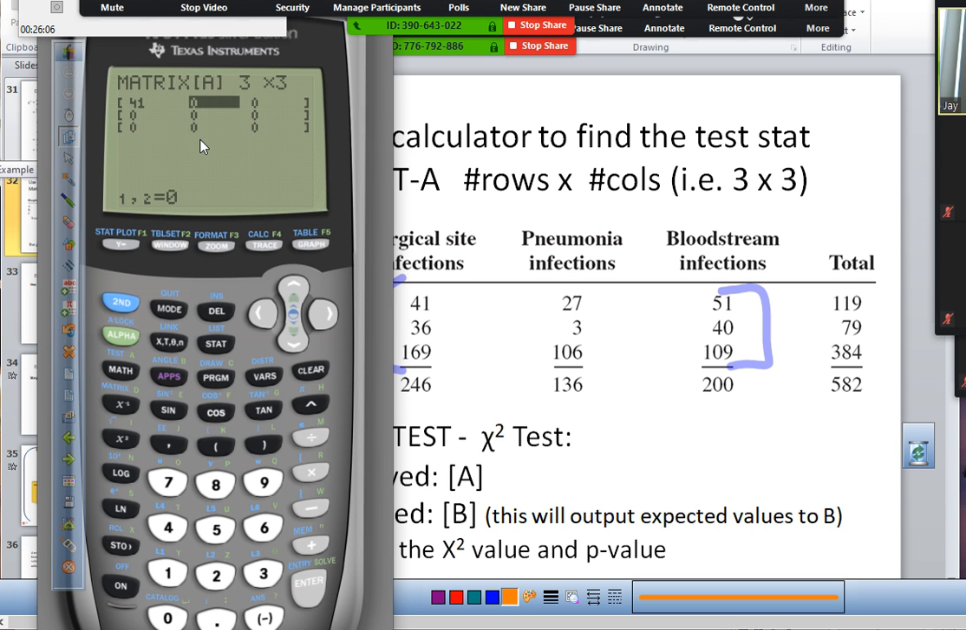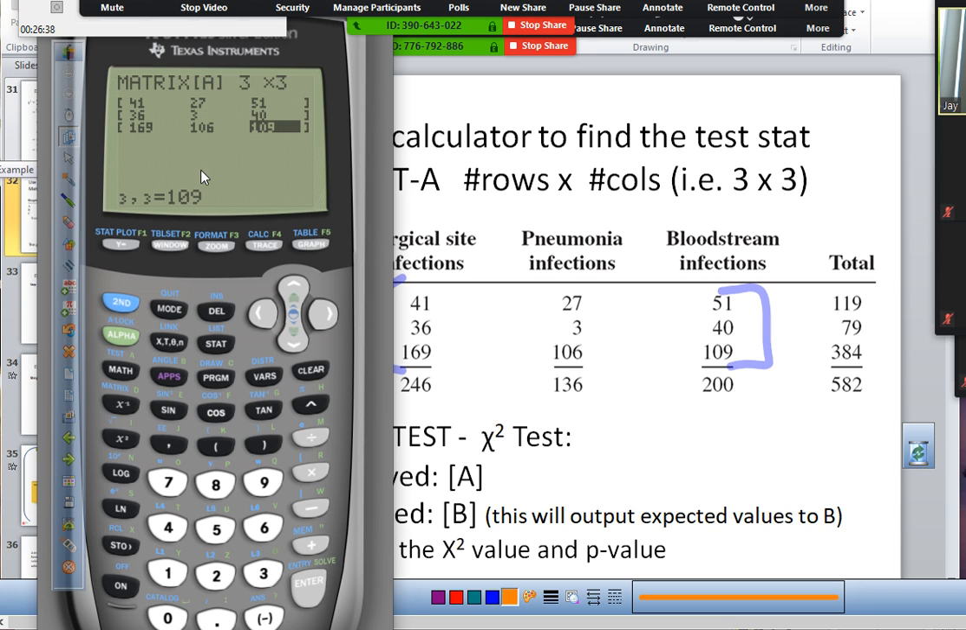41, and you'll notice if I hit enter, it goes across. 27, enter, 51, enter, and then it goes down to the next row. 36, 3, 40, 169, 106, 109. Then double check. Last class I had a typo, and you don't know if you have a typo when you're typing it, right? You got to double check it, because if you don't, everything's going to be wrong, and you have no idea. So that looks right. Looks good. Great.